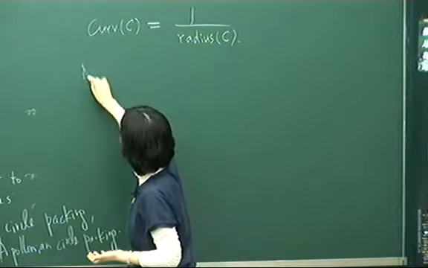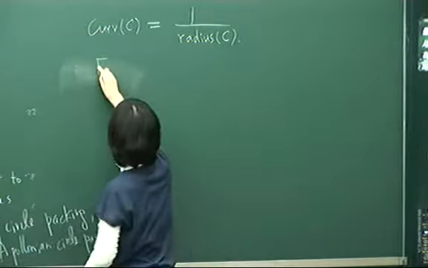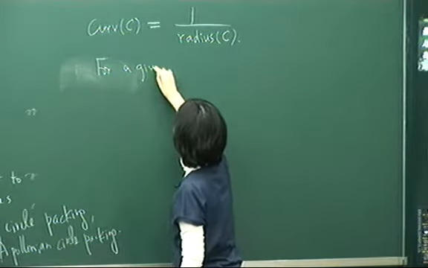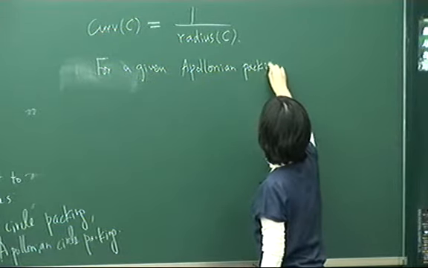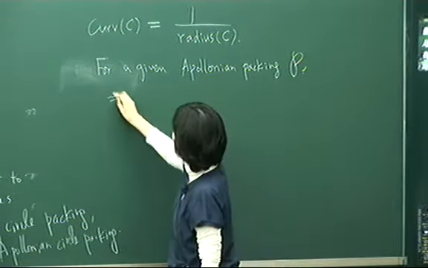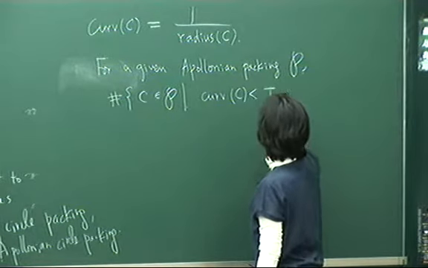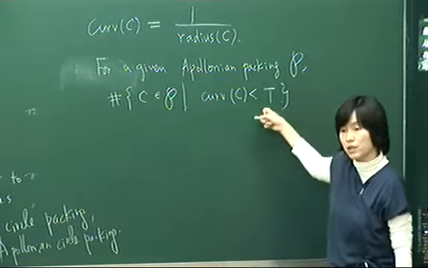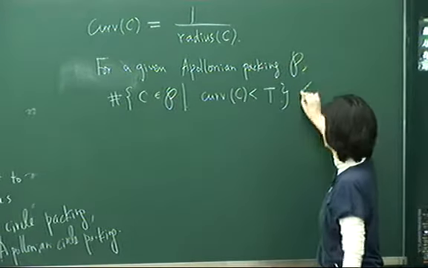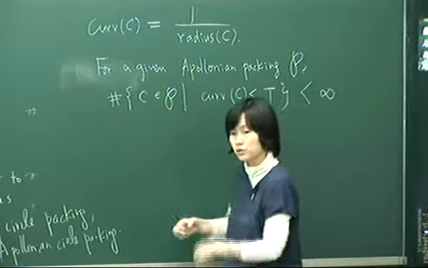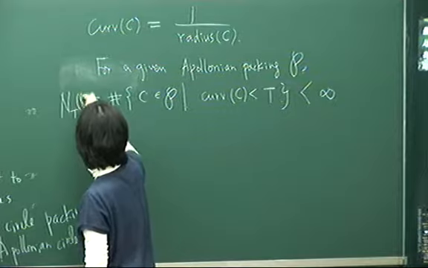So then the counting question is this. For a given Apollonian packing P, we look at the number of circles in P such that the curvature is less than T. In other words, the radius of the circle is bigger than 1 over T. And if this packing is a bounded packing like that, then this number has to be finite, because you cannot have infinitely many circles of the same radius. So let's call this N_T(P).